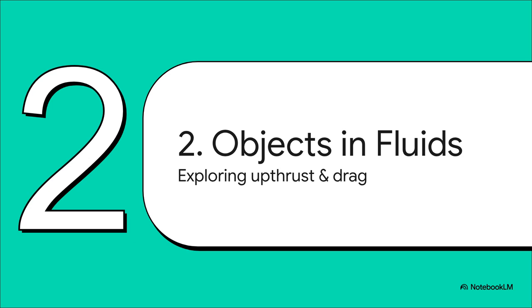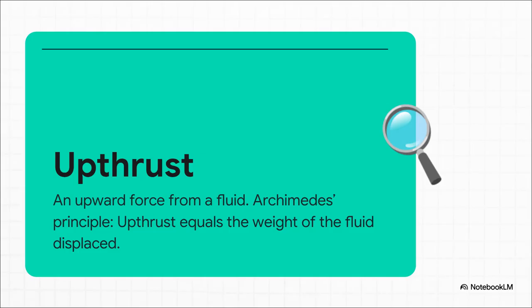Now let's see how that concept actually plays out when we put materials in a fluid, something like water or even air. This is where two really important forces come into play. Have you ever just looked at a massive steel ship and wondered, how on earth does that float? Well, the secret is a force called upthrust. It's this upward push from the fluid that fights against the object's weight.